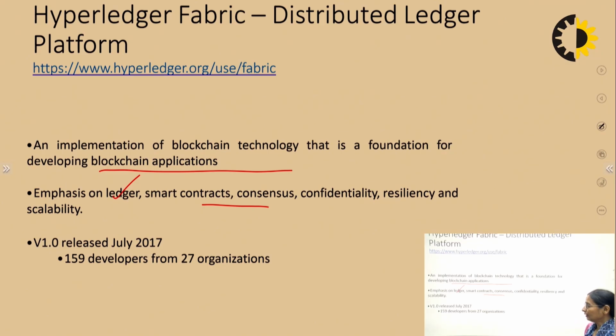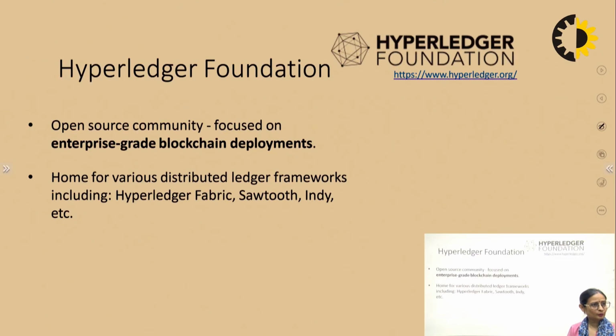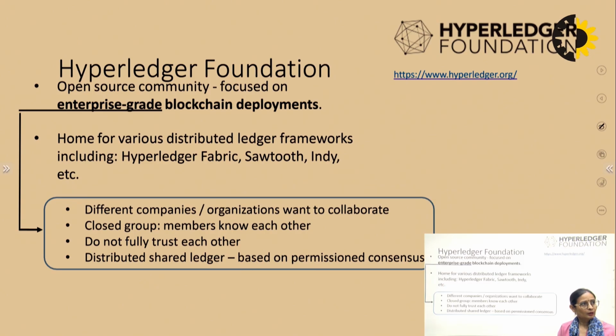At that time, we had 159 developers from 27 organizations. It is an open source community, and basically the focus is on enterprise grade blockchain deployments. It is a home for various distributed ledger frameworks, including Hyperledger Fabric, Sawtooth, Indy, etc. Open source community focused on enterprise grade blockchain deployments.